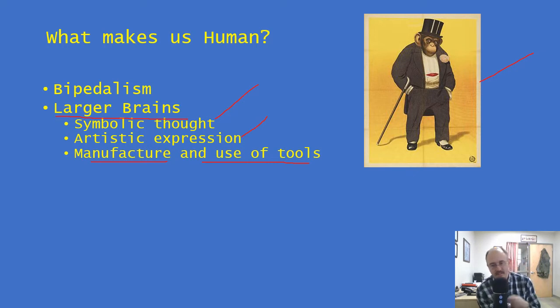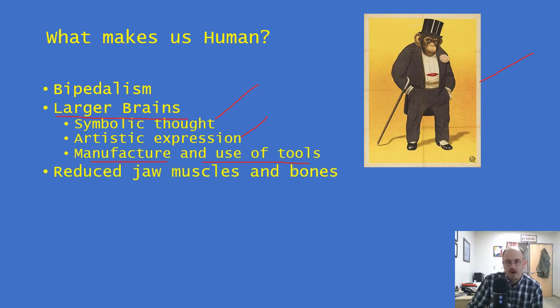And the manufacture and use of tools, and I should add complex tools. A chimpanzee can get a stick and steal some ants and eat them with it or something, but to manufacture a flint knife or something, that's only seen in humans, and not necessarily our species. There were other types of humans a long time ago that could do these things, but they're all extinct now. Reduced jaw muscles and bones make us more human. We don't have quite the musculature and the same jaws as the others.